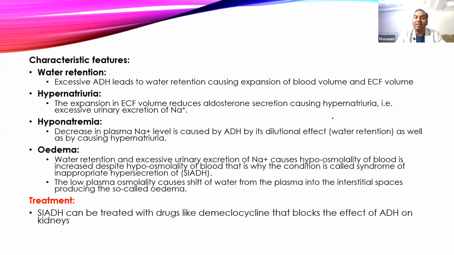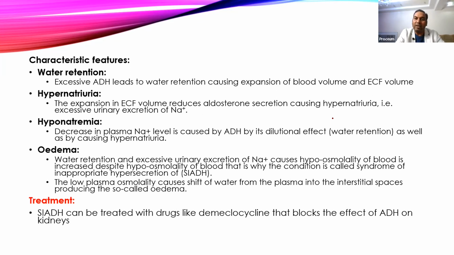Increased volume will cause stimulation of the aldosterone, and that aldosterone causes excretion of sodium in the urine, which is called natriuresis. So there is water retention but sodium loss, and that will lead to decreased osmolarity of the plasma and increased osmolarity of the urine. That is called hyponatremia, because there is more water retention but more sodium loss, and that will cause hyponatremia. The sodium concentration will be very low inside the body.